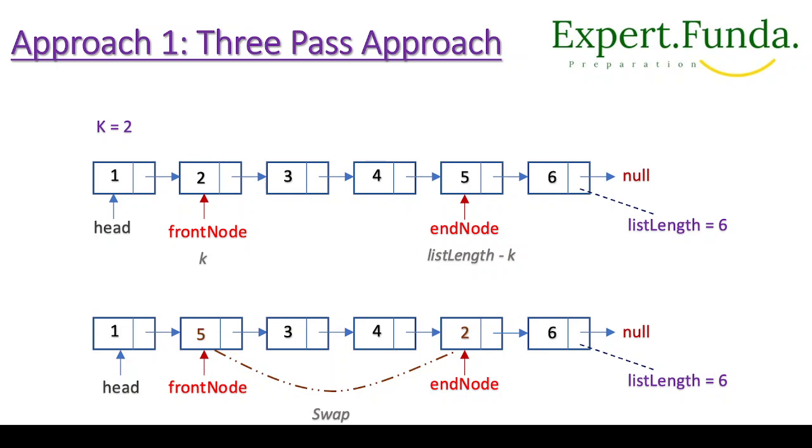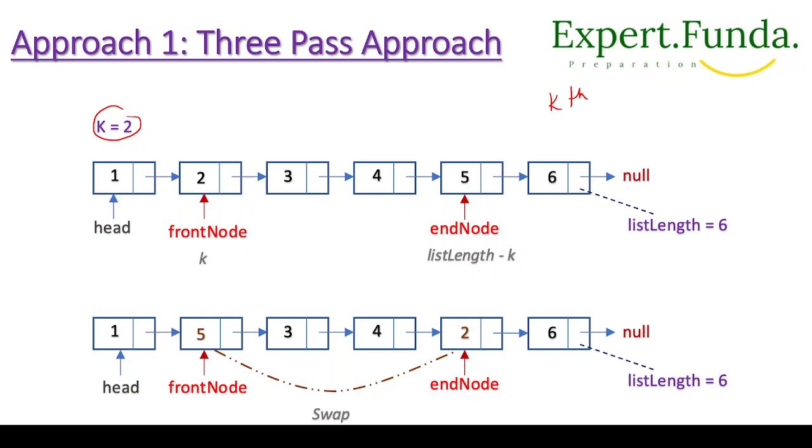What we are going to do in this approach: we are given a problem to swap 2 nodes in the linked list at the kth position. It means we need to position 2 pointers. The first pointer would be the kth node at the beginning of the list, given by the front node, and the second pointer would be the kth node at the end of the list, given by the end node.